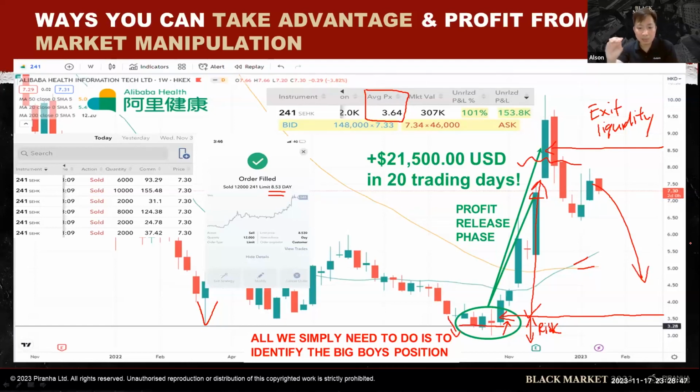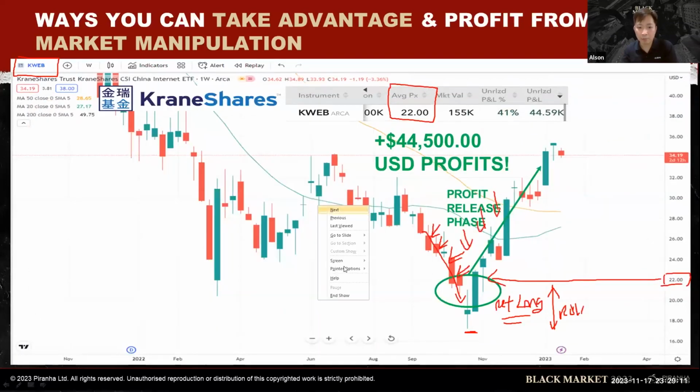Understand? The best time to buy is when it's not so obvious. And you must understand from the perspective, without any fanciful indicator, the interest and positioning of the big boys, to get minimal risk for high return. I made about $21,500 in just 1 month, 20 trading days, just by using the price action manipulation strategy. And also KWEB, which I just taught you guys just now.